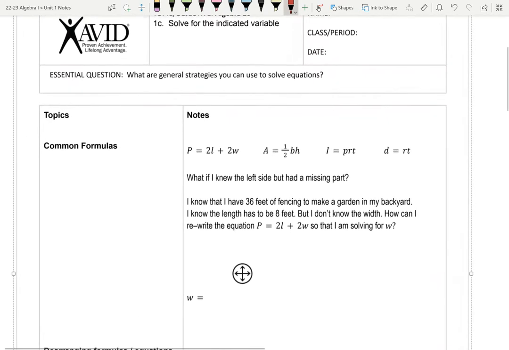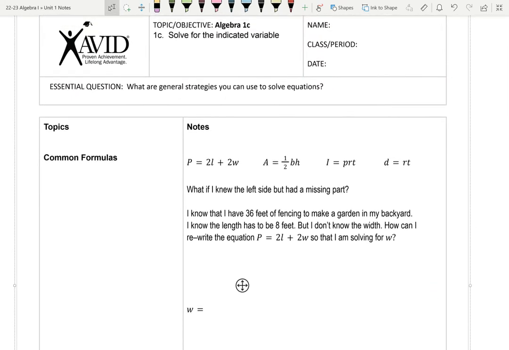So for 1C notes, we are solving for the indicated variable. We call these literal equations because they are very common, like actual equations that we use in life. So here are some common formulas I just have listed. These are some things that we're going to be working with and rearranging. If you would like to write the name of these, you can, but you don't have to know the name of these or memorize that or anything.